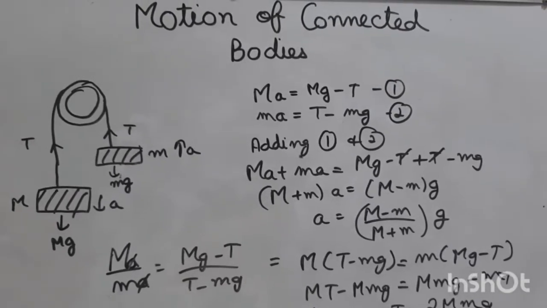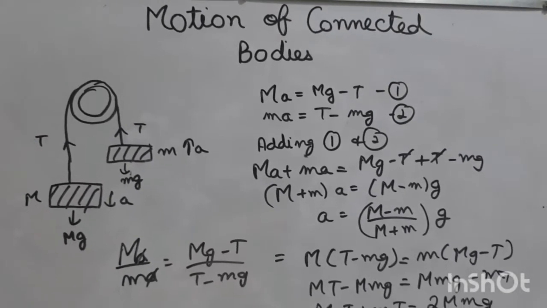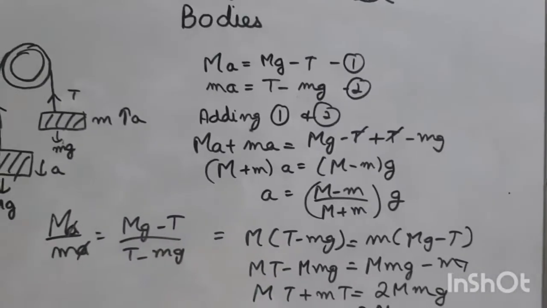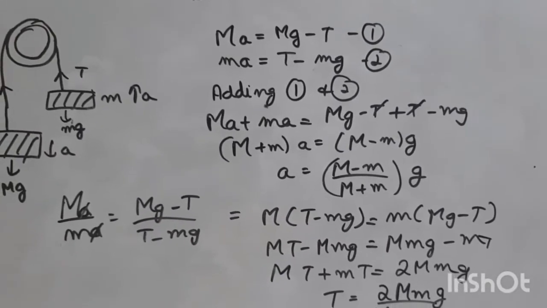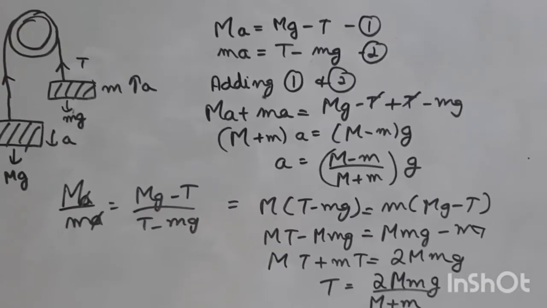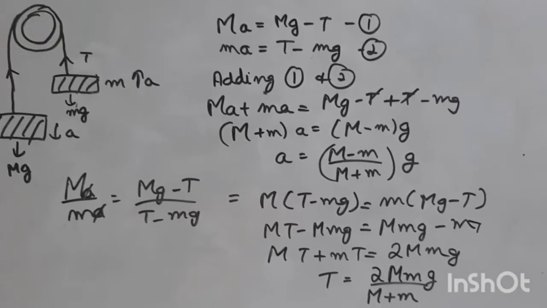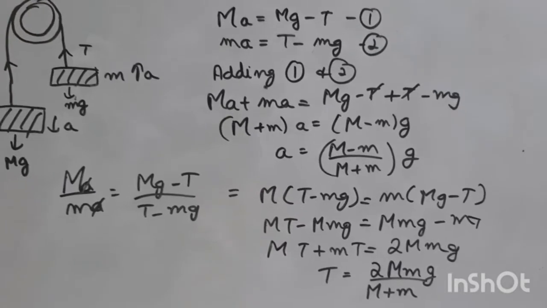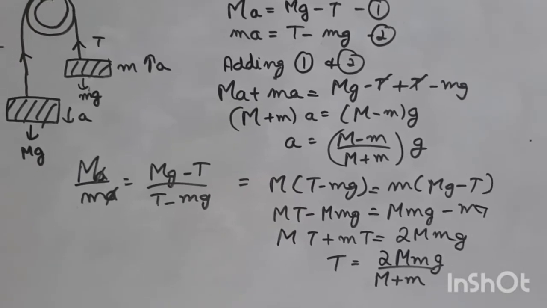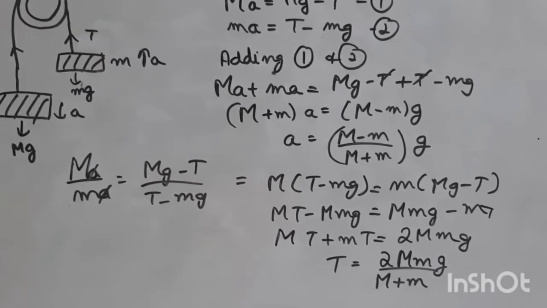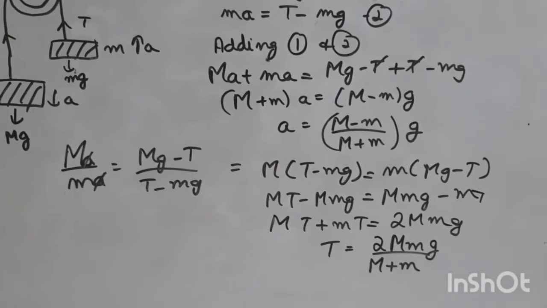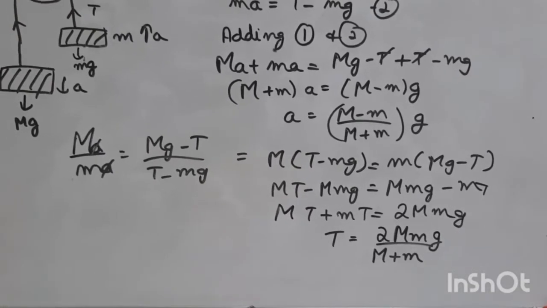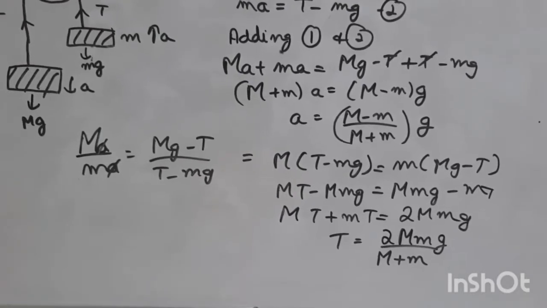Now we have to find the value of the acceleration with which the blocks move and the tension in the string. For this, first of all, we will add equations 1 and 2. We get capital M A plus small m a is equal to capital M G minus T plus T minus mg. Rearranging, we get capital M plus small m into A is equal to capital M minus small m into G. So we get the value of A as capital M minus m upon capital M plus m into G. This is the value of the acceleration.